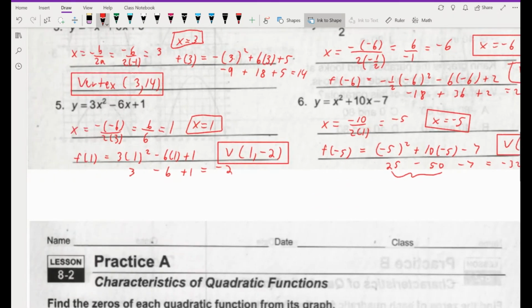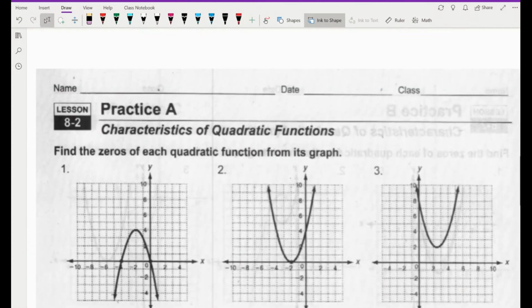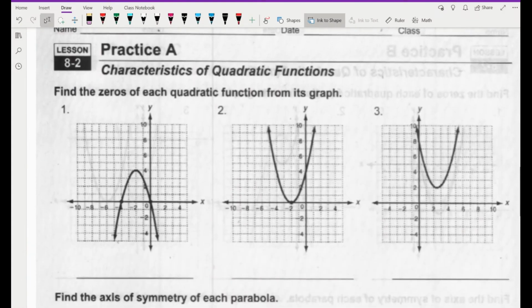Now let's go to Worksheet A. Here it says find the zeros. Keep in mind the zeros are the x-intercepts, also known as the solutions, same thing. So these terms can be used interchangeably with the word zeros as well. So we have the x-intercepts here and here, where it crosses the x-axis.